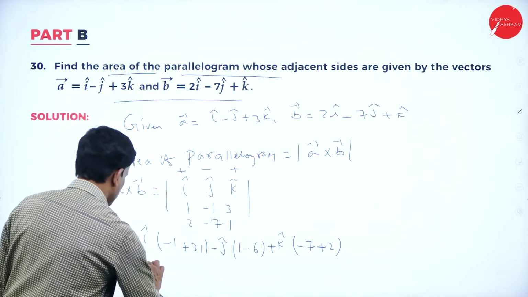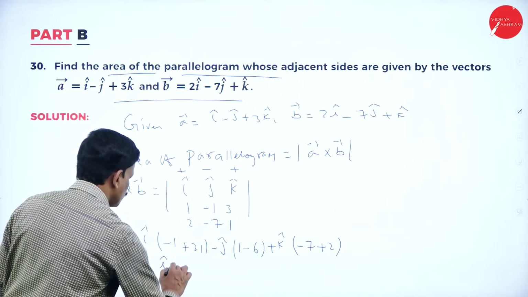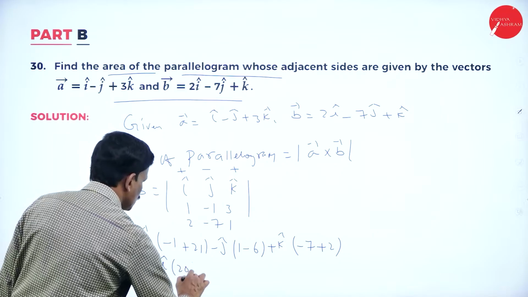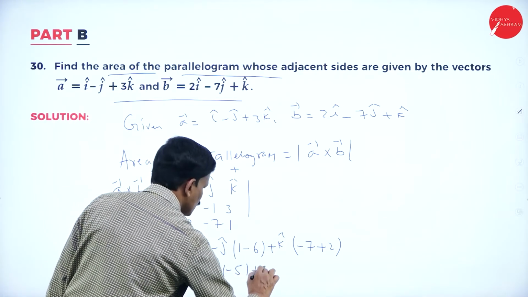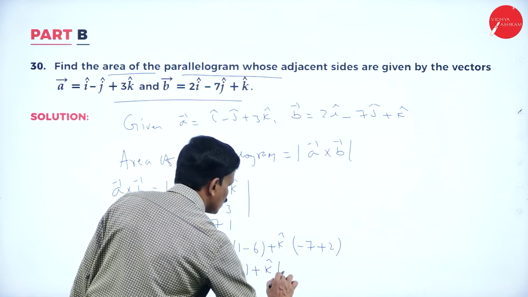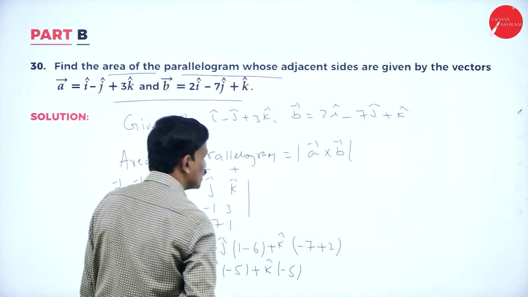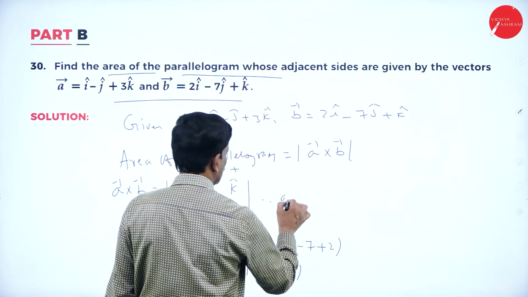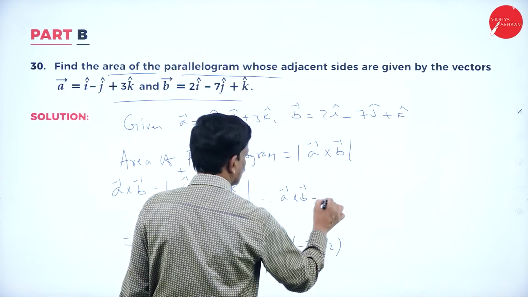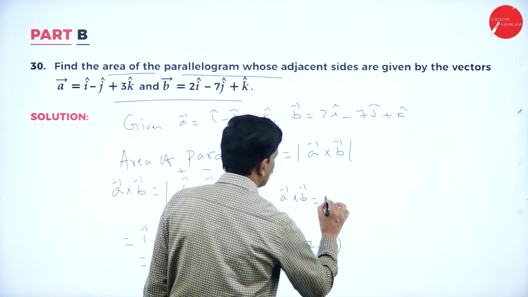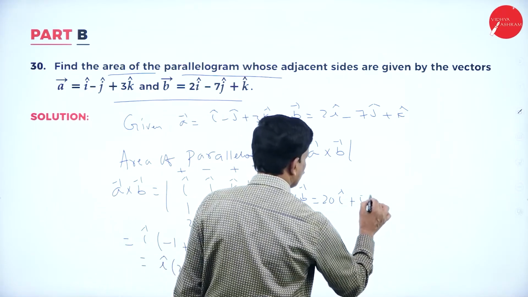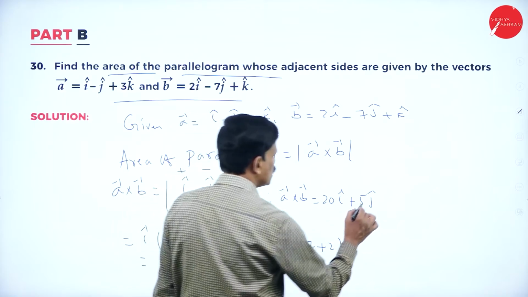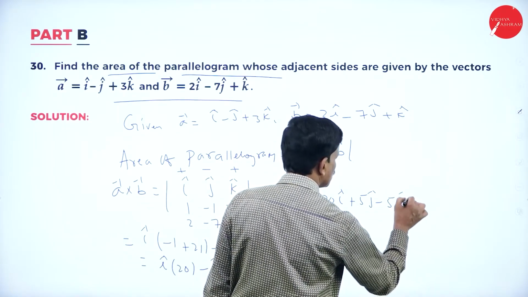So, this can be written as i into (21 minus 1), which is 20, minus j into (1 minus 6), which is minus 5, plus k cap into (minus 7 plus 2), which is minus 5. Therefore, vector a cross b is equal to 20i plus 5j minus 5k.